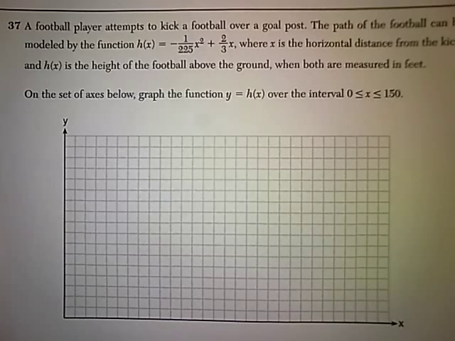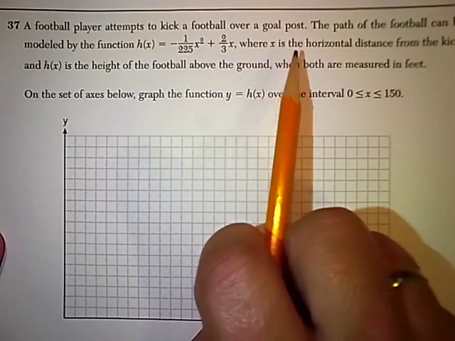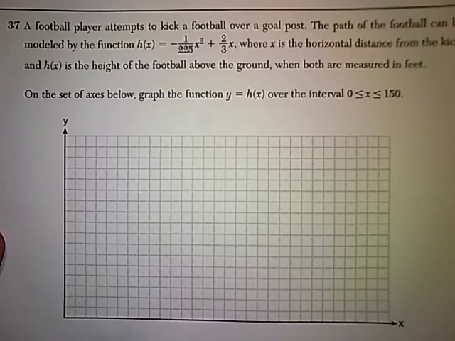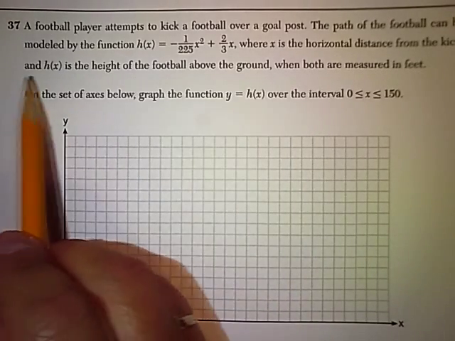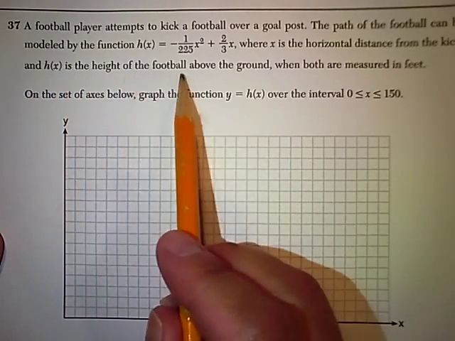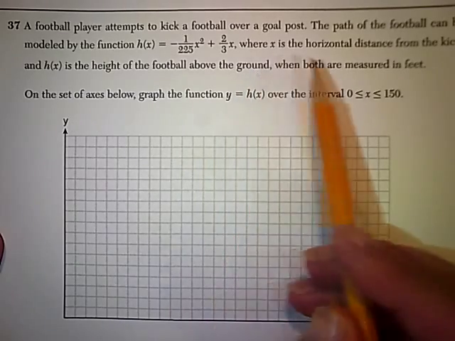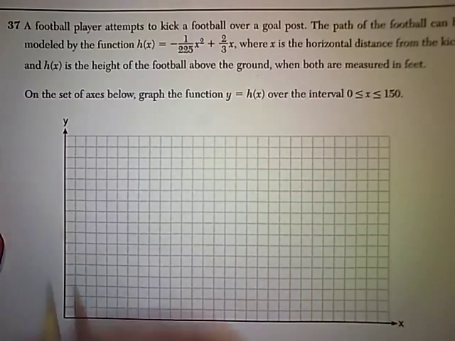A football player attempts to kick a football over the goalpost. The path of the football can be modeled by the function h of x, where x is the horizontal distance from the kick, and h of x is the height of the football above the ground, when both are measured in feet.